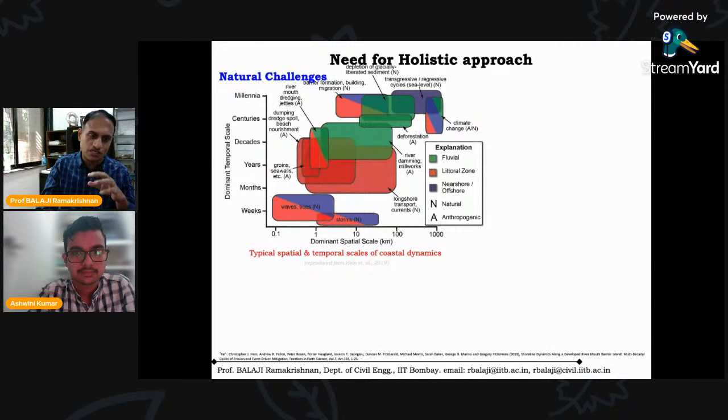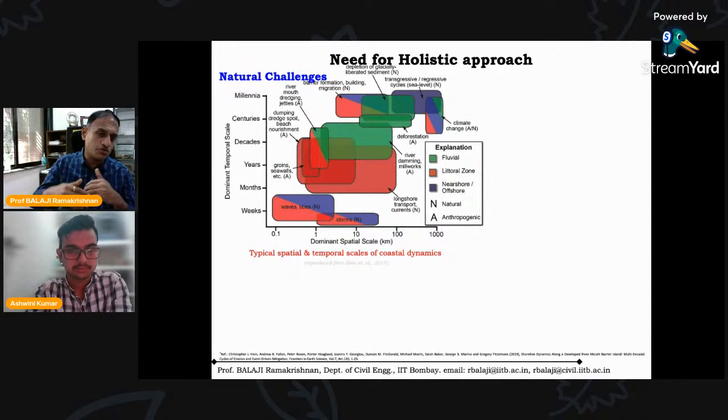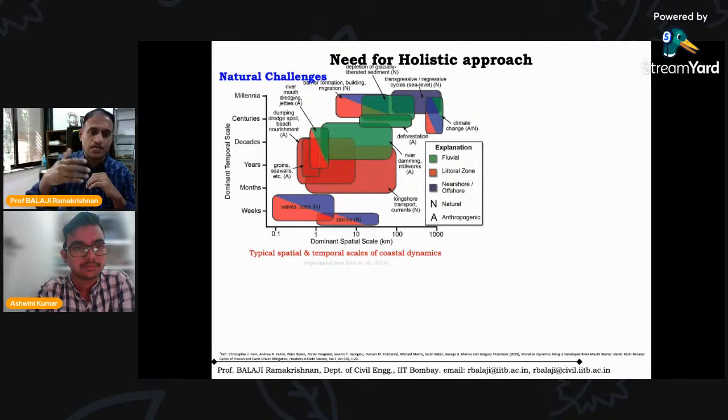Entire atmospheric as well as oceanic processes not only vary in space, but they also vary in time, at different scales. If you look at the spatial scale, they may be a few centimeters to hundreds of kilometers, and in time they can be a few seconds to minutes, hours, days, and so on and so forth.